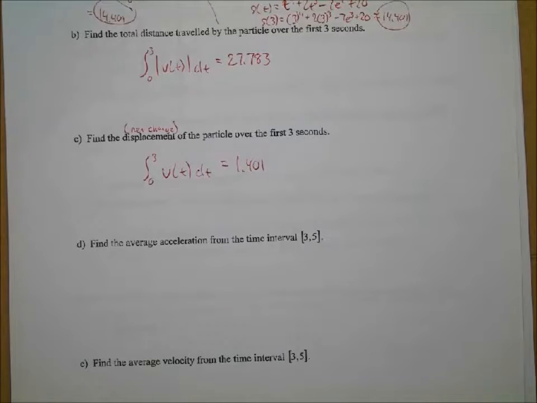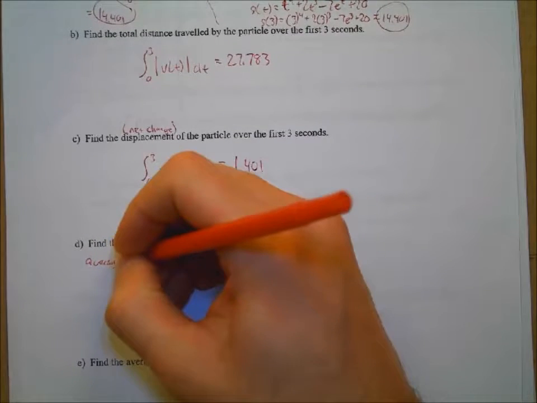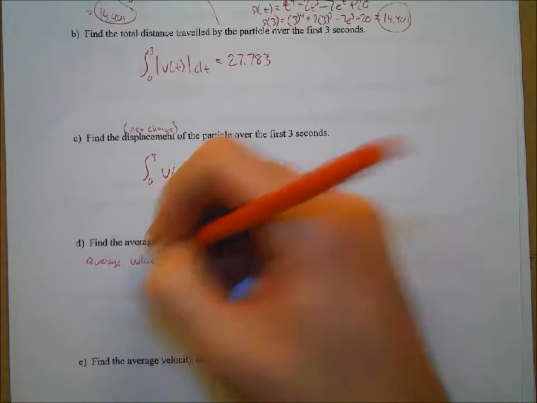Next, letter D wants us to find the average acceleration from the time interval 3, 5. Okay. So what's one way we could do this? There's two at least, right? Two ways here, I could say. Okay, so 1 over b minus a. So we could use average value. Okay, we could use average value.